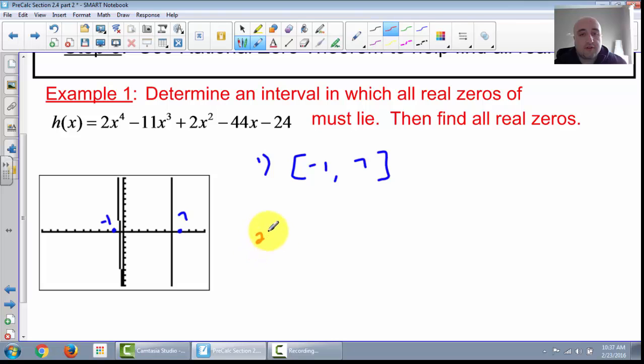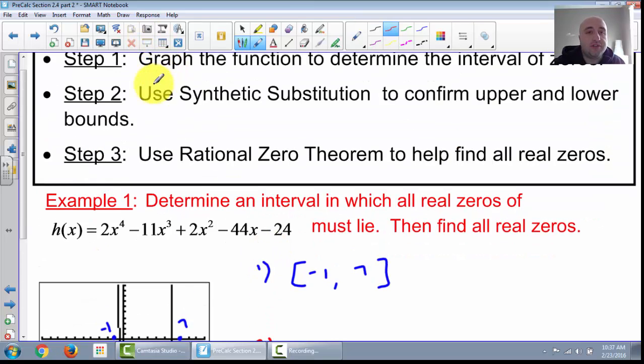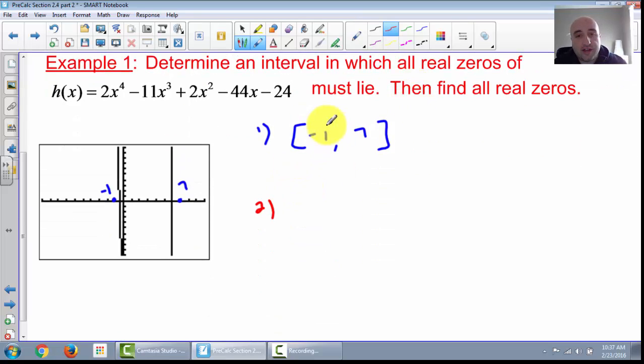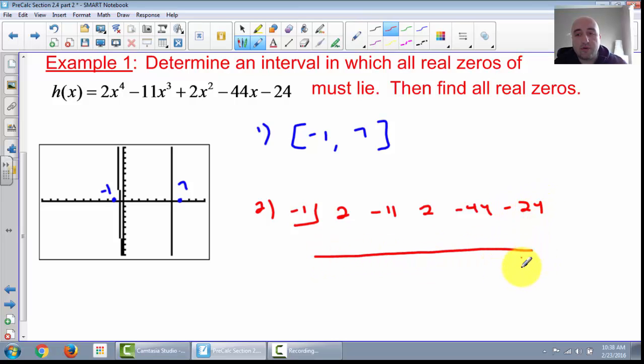Step 2. What does it say for step 2? Use synthetic substitution to confirm upper and lower bounds. We're going to do synthetic substitution with each of these numbers. -1 will be first. So 2, -11, 2, -44, -24. Put a line, put a box. Bring down 2. Multiply, I get -2, add, I get -13, multiply, I get 13, add, I get 15, multiply, I get -15, add, I get -59, multiply, I get 59, add, I get 35.